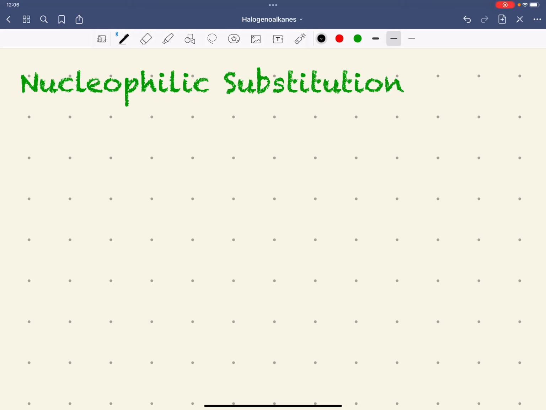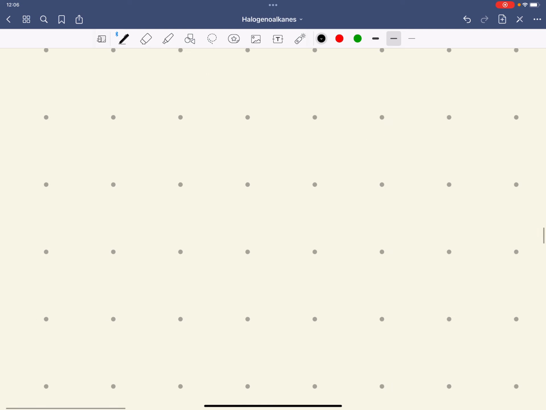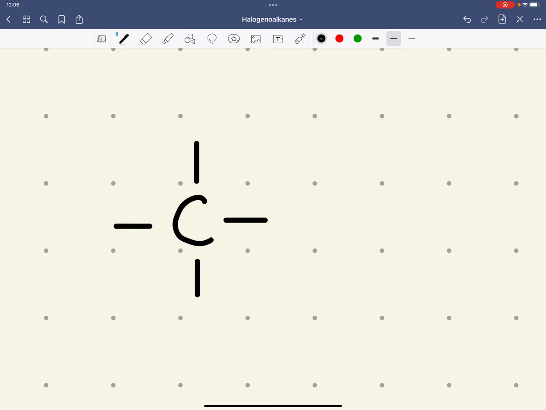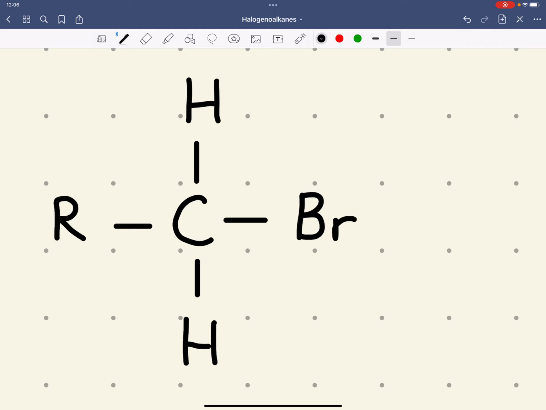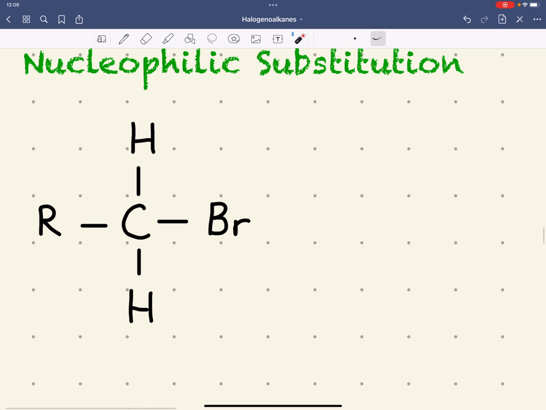Here we're going to take a look at nucleophilic substitution reactions in haloalkanes. And haloalkanes, I'm just going to draw the general structure. I'm going to draw a primary haloalkane, and I'm just going to put Br as my halogen. Obviously this halogen here could be any of the halogens F, Cl, Br or I.